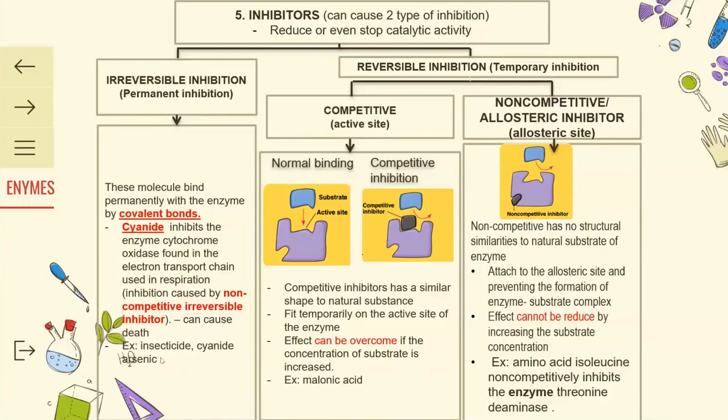So examples of these inhibitors are insecticide, cyanide and arsenic. So basically, irreversible inhibition permanently affects the enzyme compared to reversible inhibition.